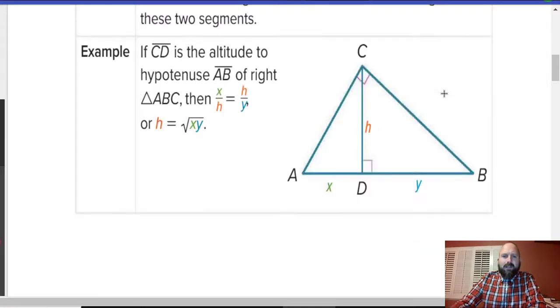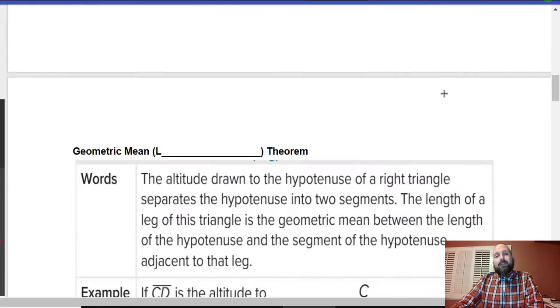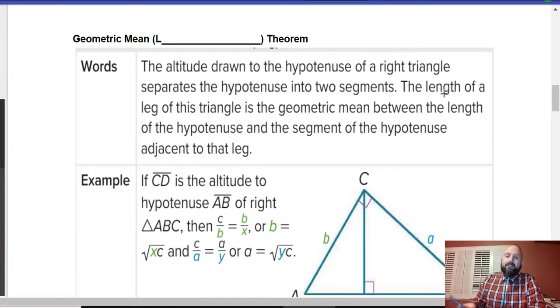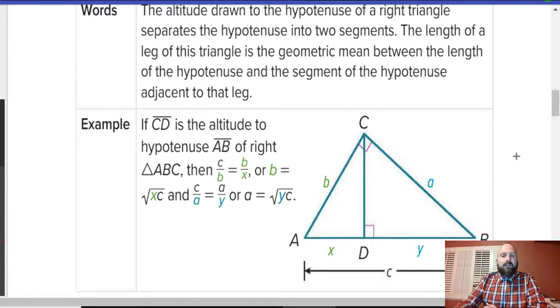Let's get an example of that. But first, let's do the leg. The Geometric Leg Theorem. On this one, we're saying CD is the altitude of the hypotenuse AB of a right triangle ABC, then C over B will equal B over X, or B is equal to the square root of X times C.